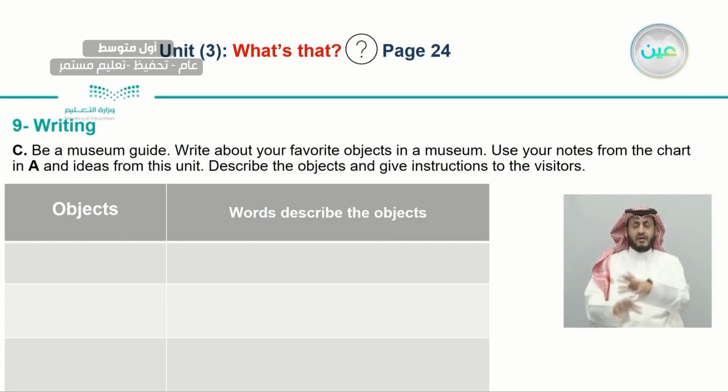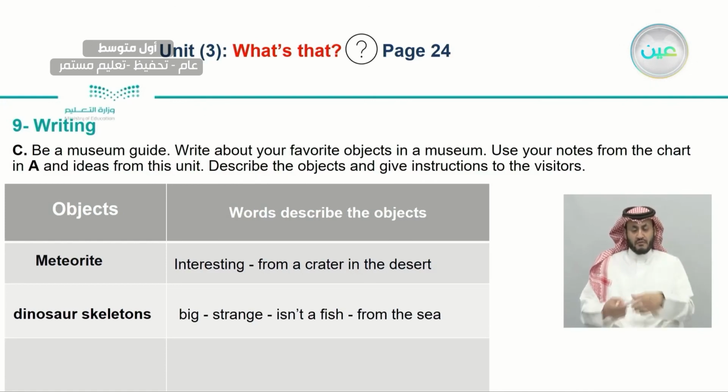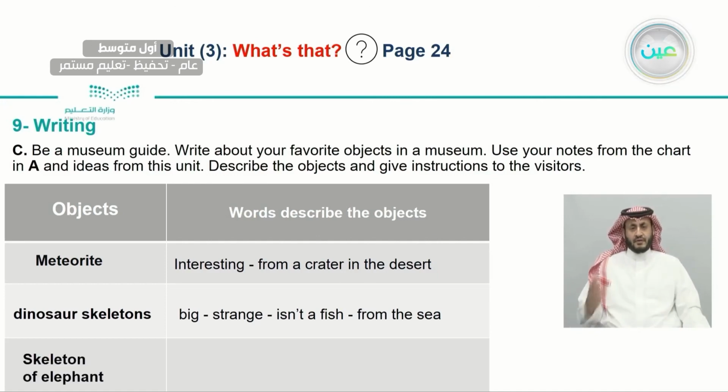Here is the object. You're going to write it right here, and words to describe the objects. How about the first item, meteorite? How can you describe that? Go back to the text and find all the adjectives. Interesting, from a crater in the desert. Okay. How about dinosaur skeletons? How can you describe that? Imagine you're the museum guide. How can you describe that to your visitors? It's big, strange, isn't a fish, and from the sea. Okay. How about the third one? Skeleton of elephant. How can you describe that to your visitors as a guide? Good job. It's enormous, about 12 million years old.